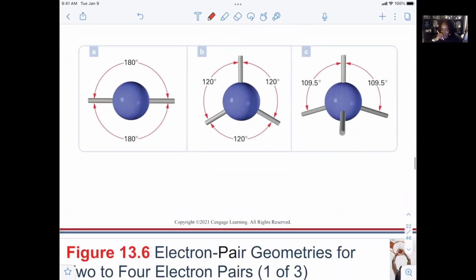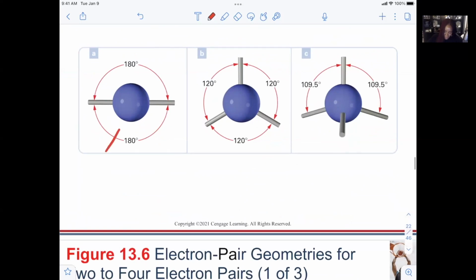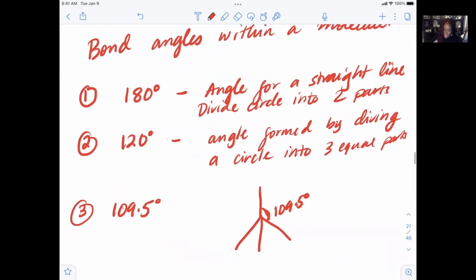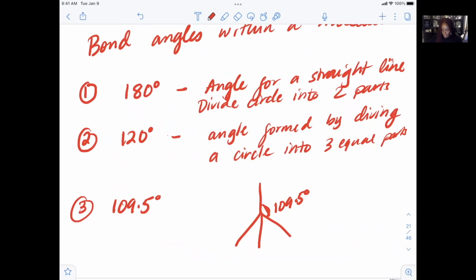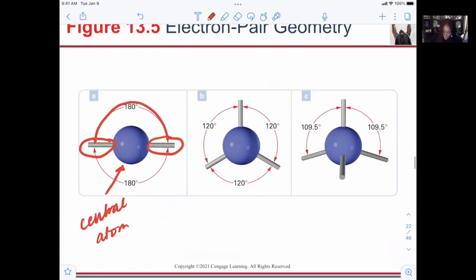Anyway, here are the bond angles, right? So the blue circle here represents the central atom. And then these are the electron groups. You see them? They're bonds surrounding the central atom. Since we have 2 of them, the bond angle here is 180. These bond angles also go with the number of electron groups, right? When you have 3 electron groups surrounding the central atom, we have 120. 3 electron groups. This is 1, 2, 3.